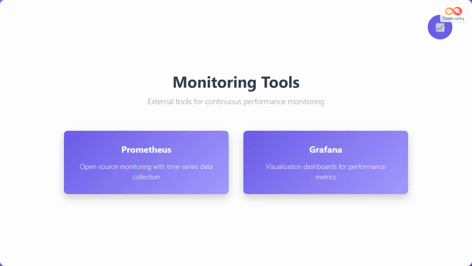For production applications, continuous monitoring is essential. External monitoring tools like Prometheus and Grafana provide comprehensive performance tracking capabilities. Prometheus is an open-source monitoring system that collects time series data about your application's performance metrics. It can gather data about CPU usage, memory consumption, request rates, error rates, and custom metrics you define. Grafana works alongside Prometheus to create beautiful visualization dashboards that help you track performance trends over time.